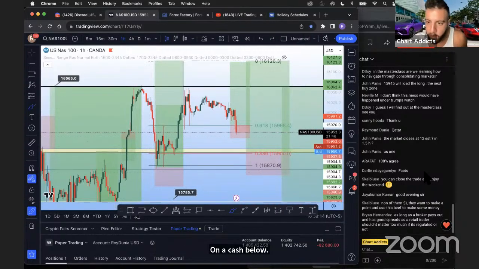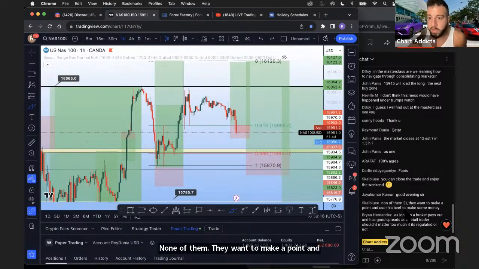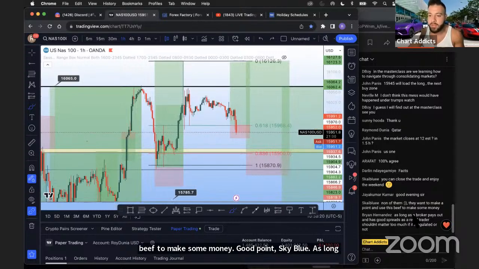They want to make a point and use this beef to make some money. Good point, Sky Blue. As long as a broker pays out and has good spreads as a retail trader, shouldn't matter too much if it's regulated or not.